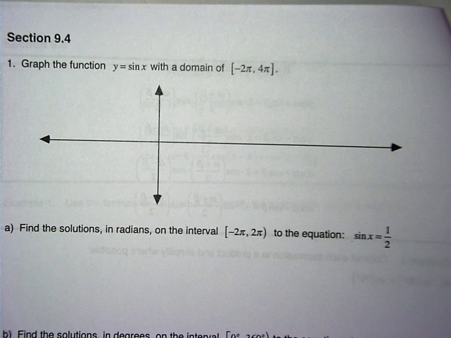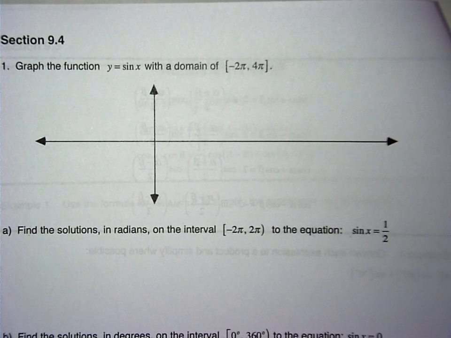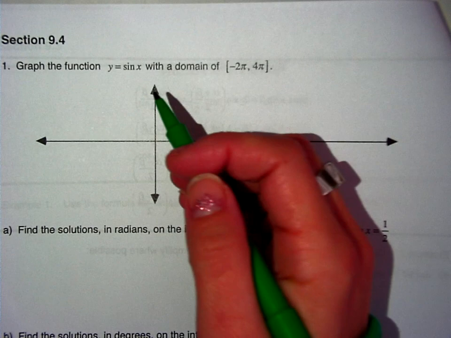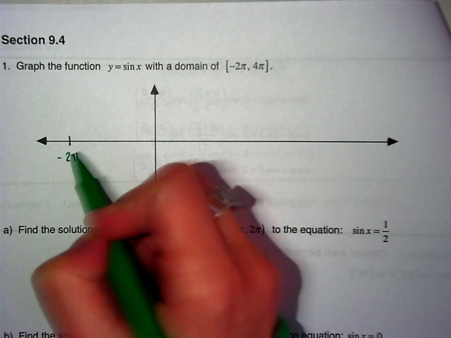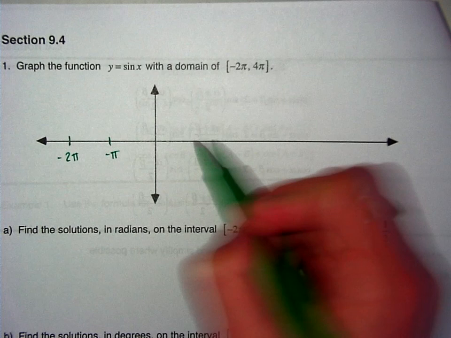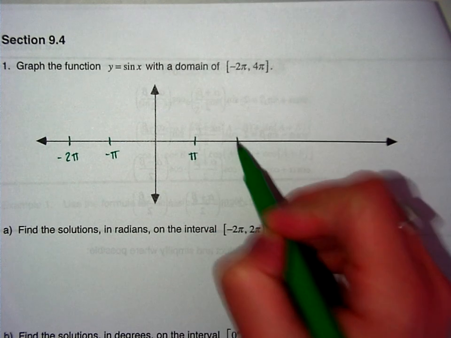Number 1 says to graph the function y equals sine of x with the domain from negative 2 pi to 4 pi inclusive. So we'll start over here with negative 2 pi, negative pi, setting up our axes.